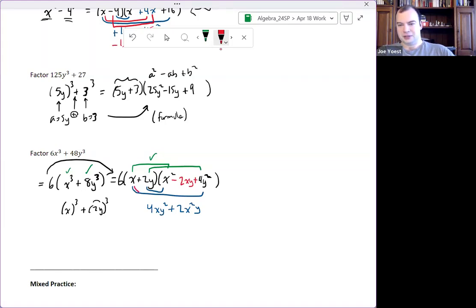So x times minus 2xy gives me minus 2x squared y, and 2y times minus 2xy gives me minus 4xy squared. And all of that works just right. It cancels out.